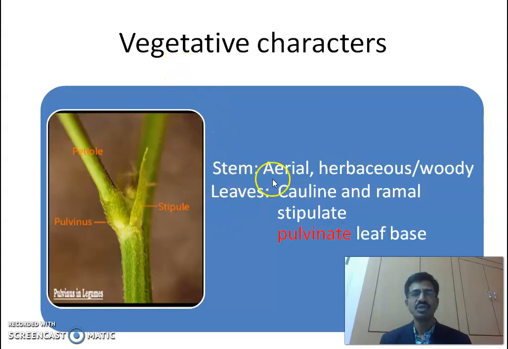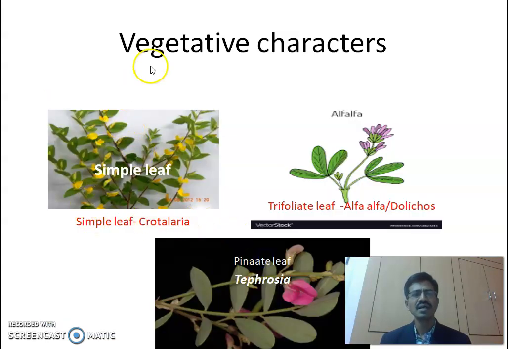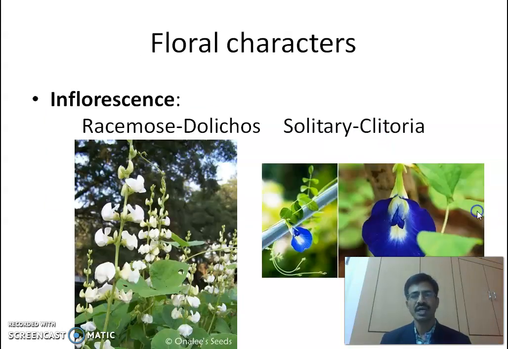Next, stem usually aerial and herbaceous or woody, and leaves are cauline and ramal, stipulate, and one of the important characters is the pulvinate leaf base. And in the leaves, we observe different kinds of leaves. Simple leaves are observed in Crotalaria and trifoliate leaves are observed in alfalfa and Dolichos, and pinnate leaves are observed in Tephrosia purpurea.